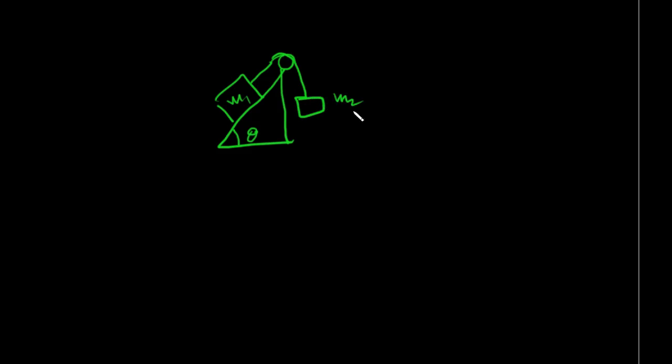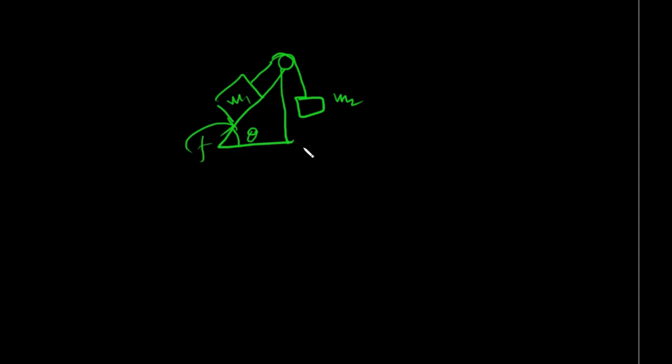So let us solve one question. Suppose this is an inclined plane. This is an angle theta. This is one block of mass m1 and this is attached to a pulley. And this rope is running and this block of mass m2 is free. This pulley has friction over it.